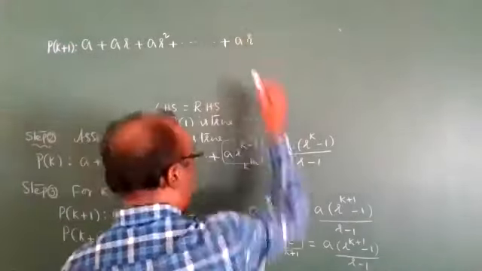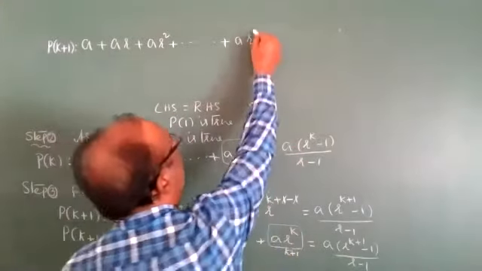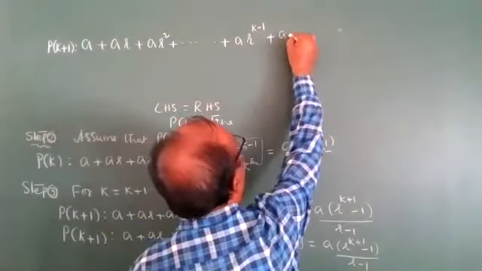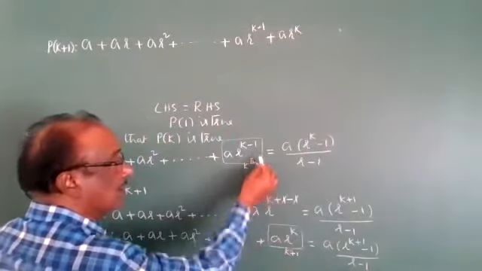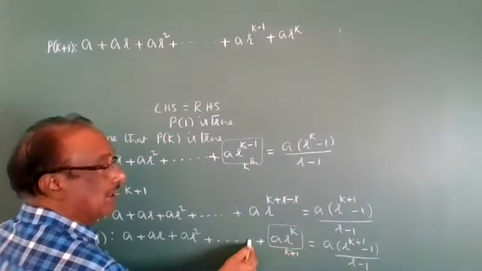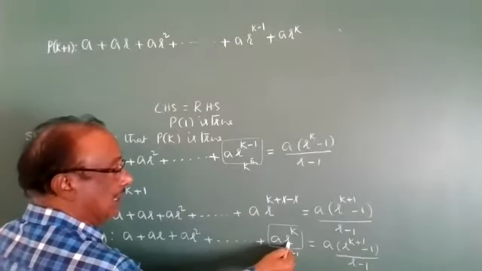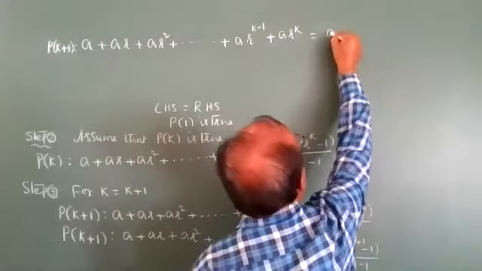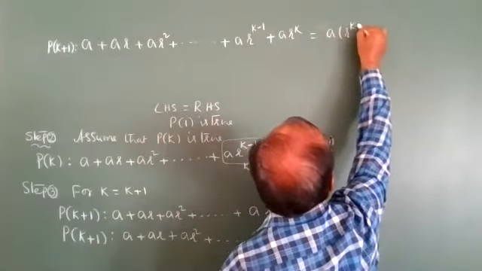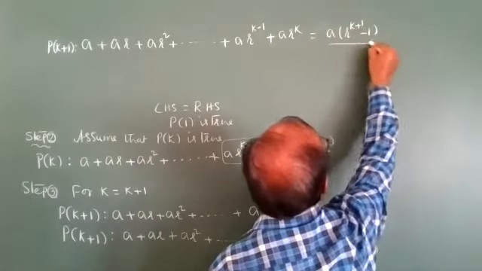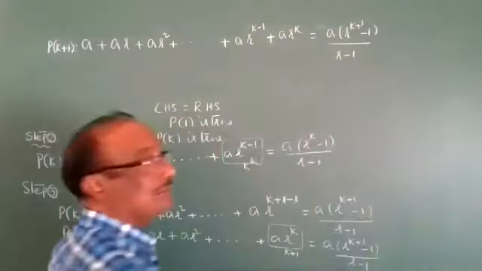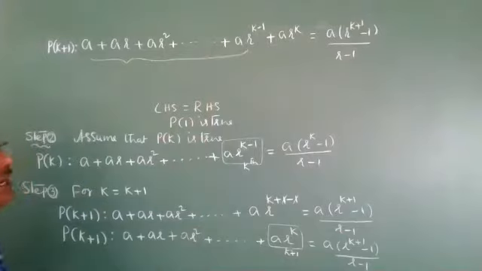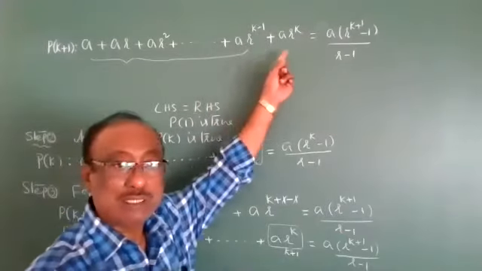So before this, copy ar power of k minus 1, and this is ar power of k. The term should be k, copy here. So this is copy here, and write down this term is equal to the right side, what is given: a into r power of k plus 1 minus 1 upon r minus 1. Okay, now up to ar square is the k terms. This is the k plus 1th term.